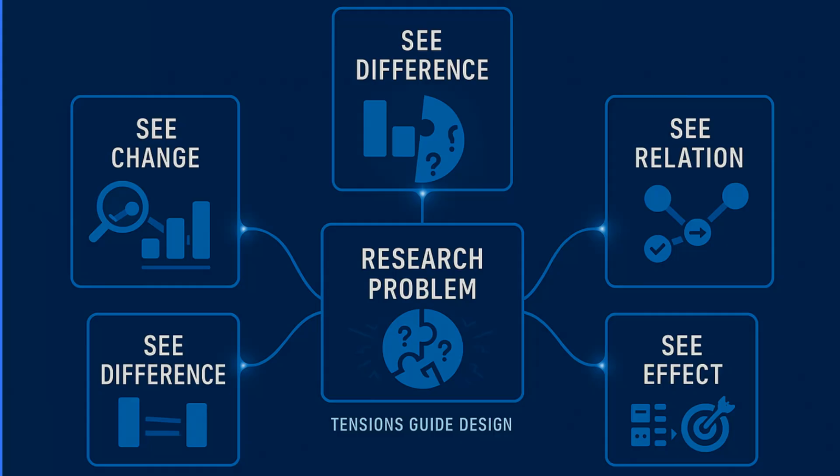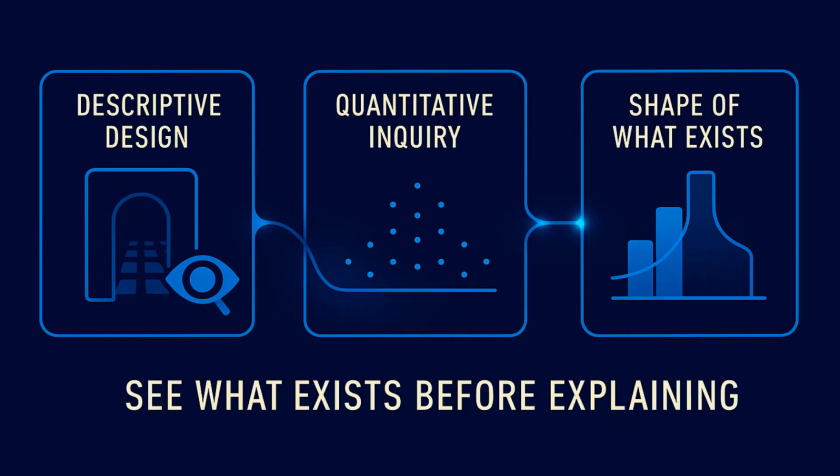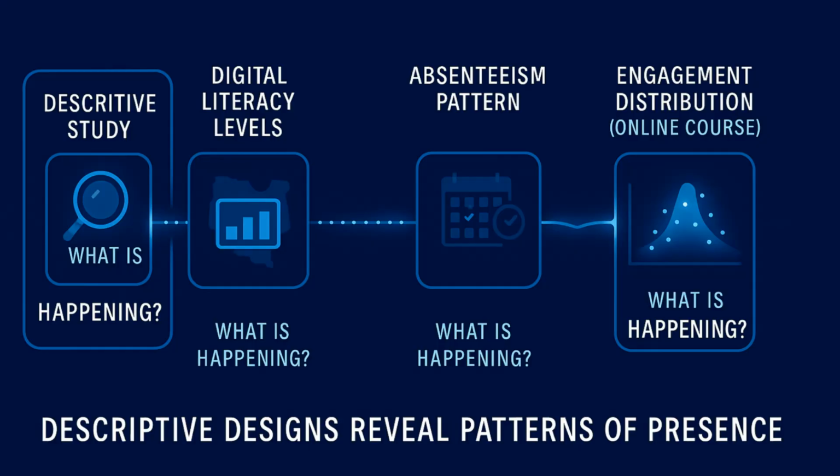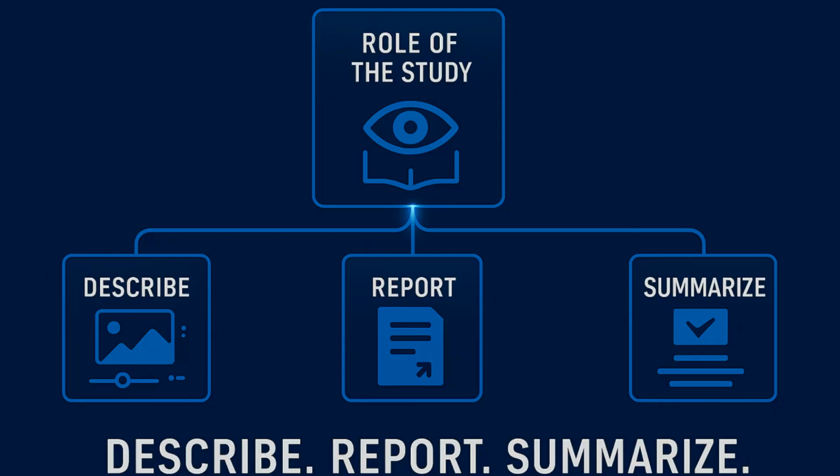As we walk through the quantitative designs, think not about statistics or procedural steps, but about what each design allows you to see. Descriptive design sits at the doorway of quantitative inquiry. It sees the shape of what exists. Descriptive studies are chosen when the research problem reveals that the field does not yet know what is happening. The level of digital literacy across a district, the pattern of absenteeism in middle school, the distribution of engagement in an online course. The verbs reflect this role: describe, report, summarize.